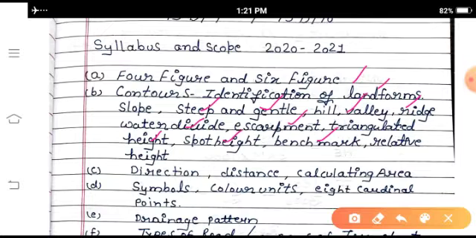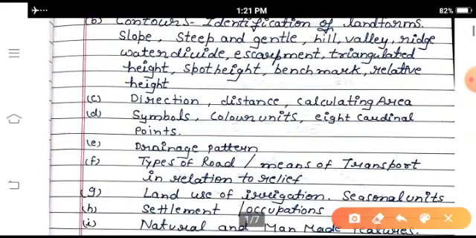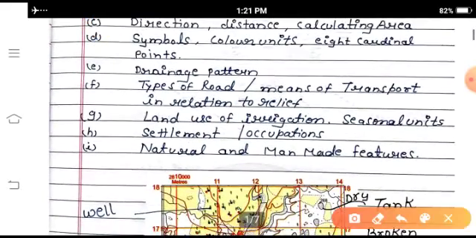Now, direction, distance and calculating the area. Symbols, colors, unit, 8 cardinal points, drainage patterns and types of means of transport, road, land use of irrigation, seasonal units, occupation, natural and man-made features.